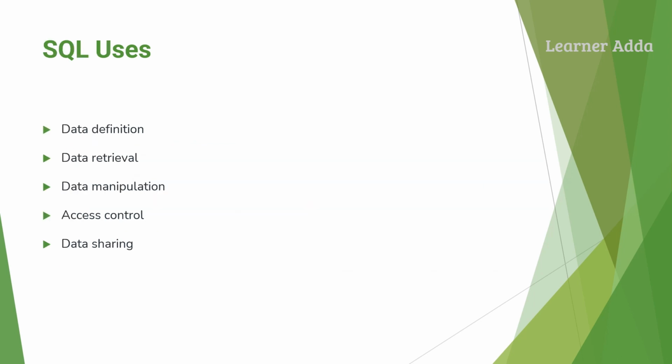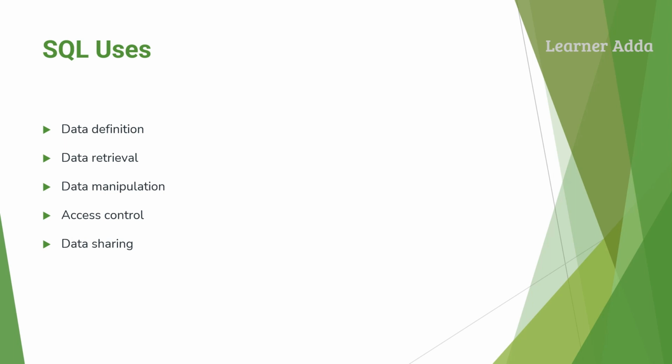SQL is used for data definition, data retrieval, data manipulation, access control, and data sharing. Let us discuss data definition. Data definition is used to define the structure and organization of stored data and the relationships among the stored data items. Data retrieval: SQL can also be used for data retrieval.